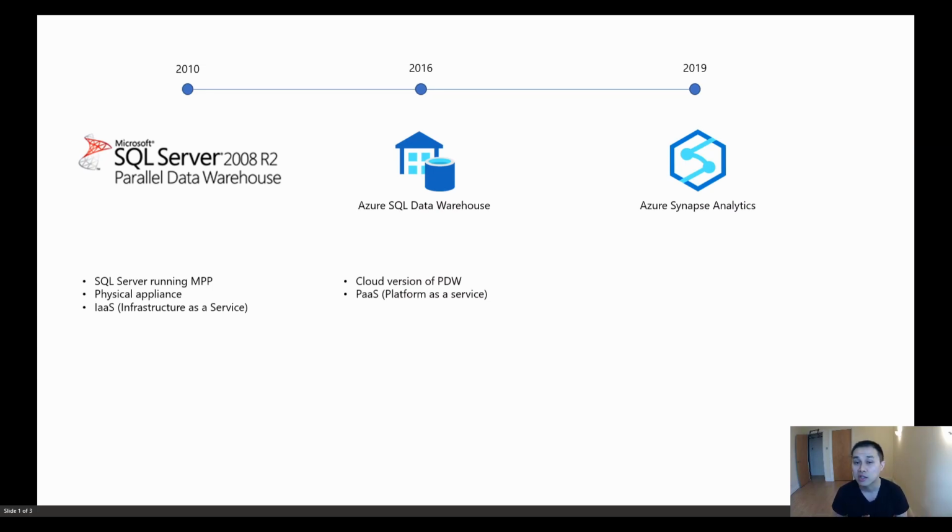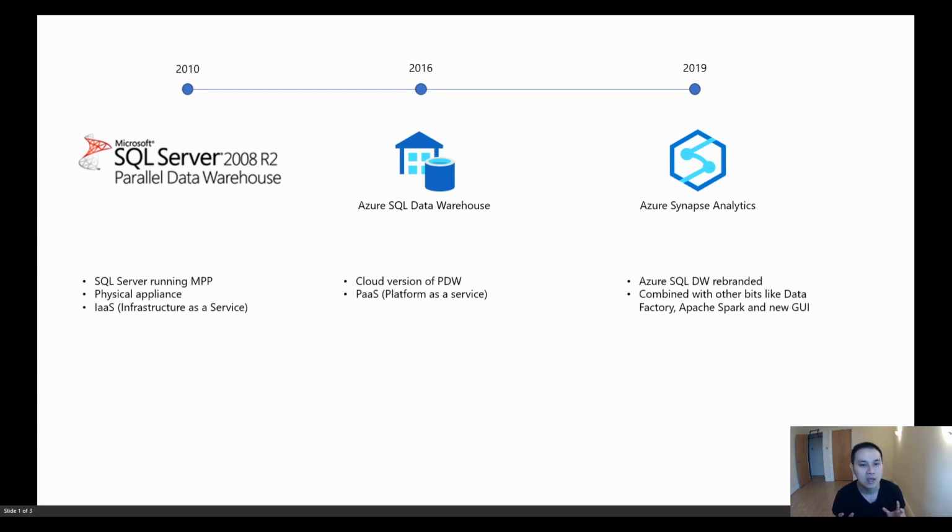Now, back to what we are talking about today, which is Azure Synapse Analytics. It is the SQL Data Warehouse rebranded, plus other bits like Azure Data Factory and Apache Spark landed in, and also a new studio, a new GUI called Azure Synapse Studio.